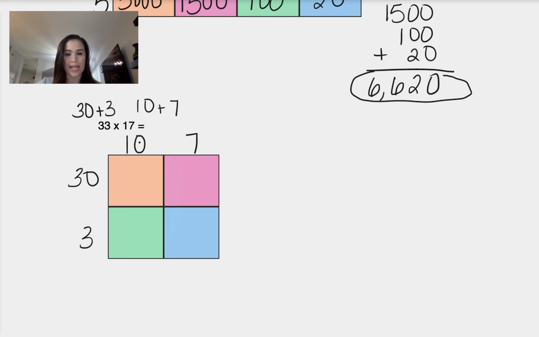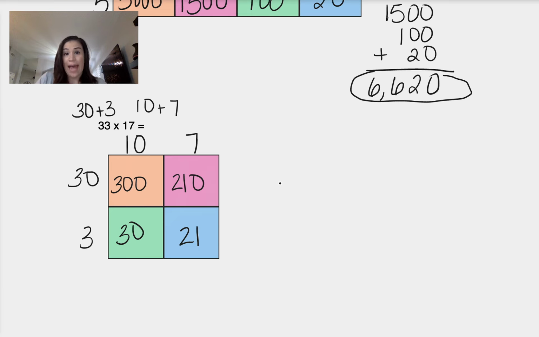So we have 30 times 10, which is 300. 30 times 7, so 30 times 7 is going to be 210. We'll write that down in this box over here. Just checking my work. 10 times 3 is 30. And then 7 times 3 is 21. So we did everything as far as multiplying, just like we did above in multiplying.